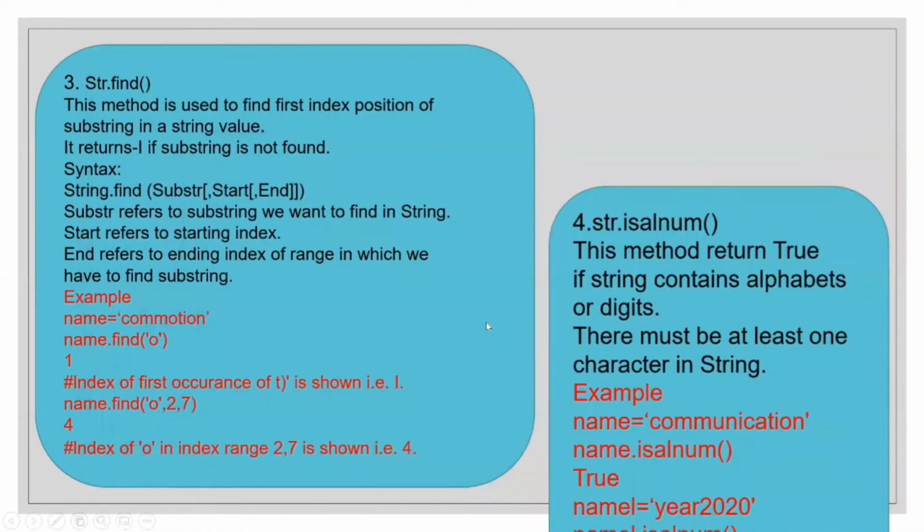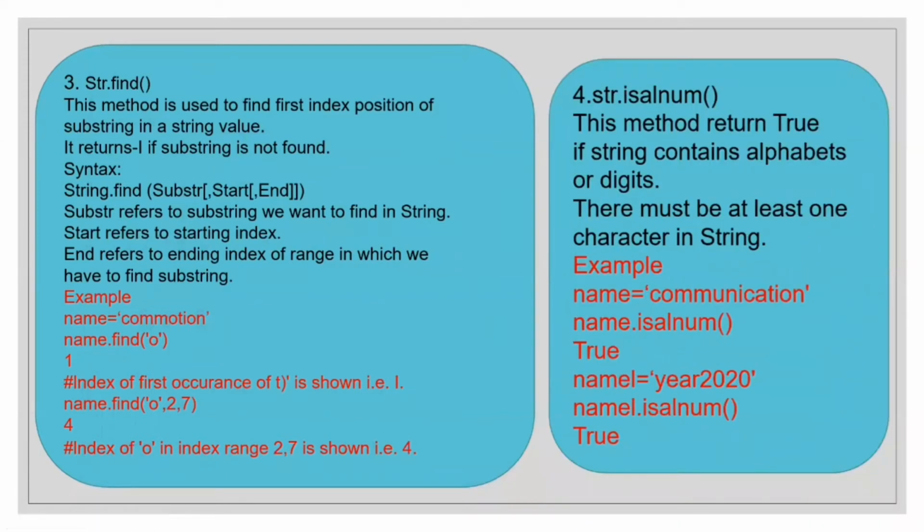Okay, so now we have string.isalnum(). This doesn't do anything, it just gives us a true or false value. This is a Boolean type function. It gives the output as true or false. So what does this do? As the name suggests, isalnum. See, is means it is checking.